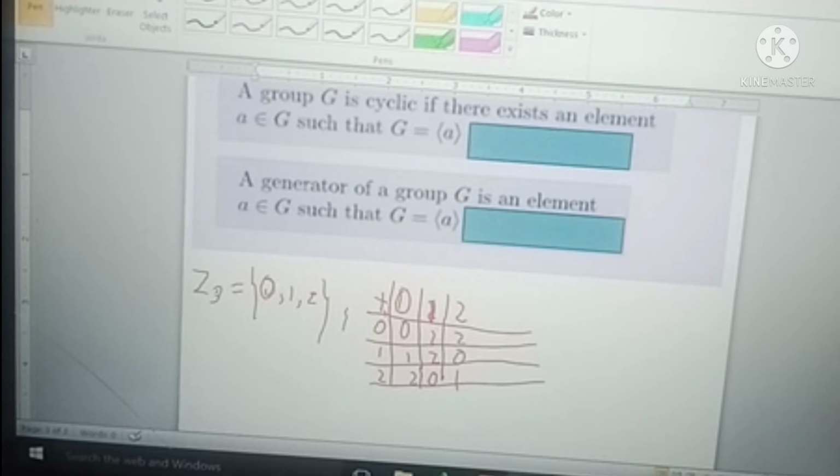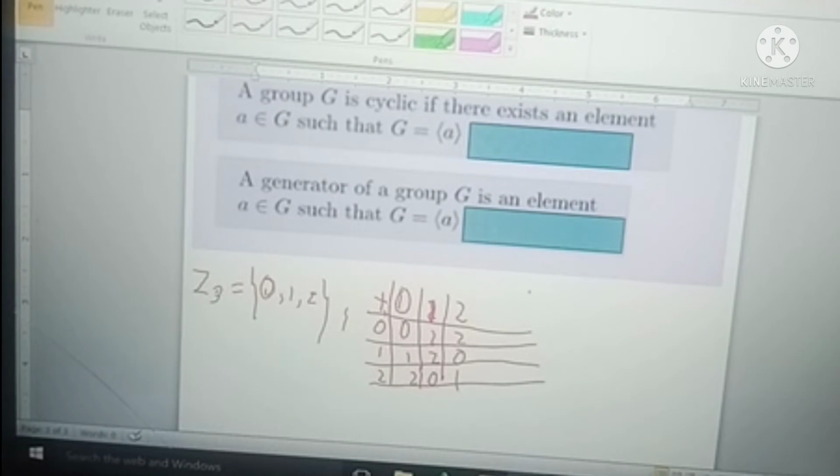According to the definition, a generator of a group G is an element A belonging to the group G such that G is equal to the subgroup generated by A. So that is the generator. Now, for example, we have the group Z mod 3, the set of integers modulo 3. So we have 3 elements: 0, 1, 2. If an element generates the whole group under the binary operation of addition, we call it a generator.